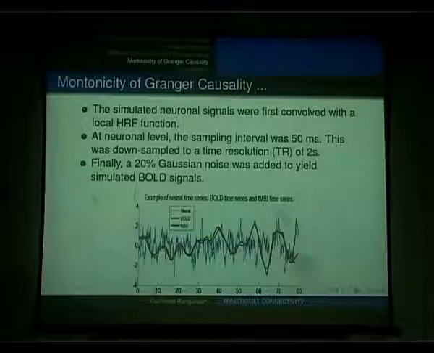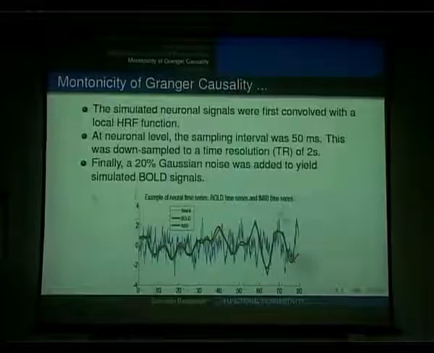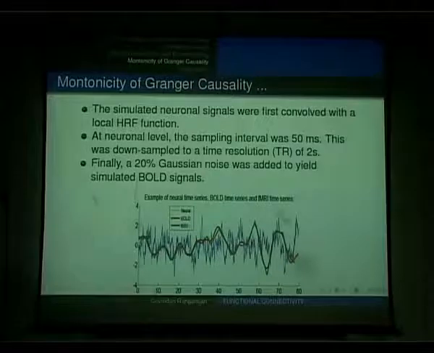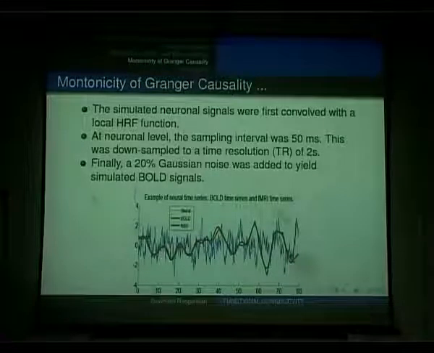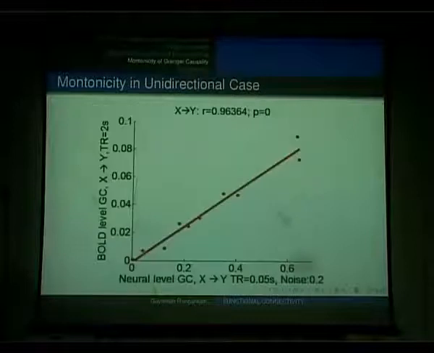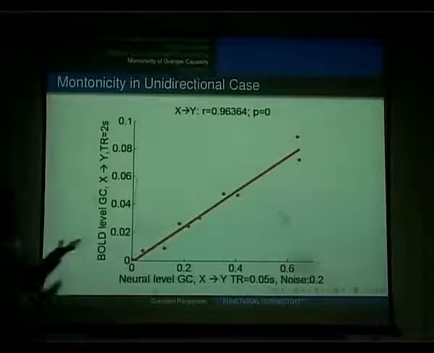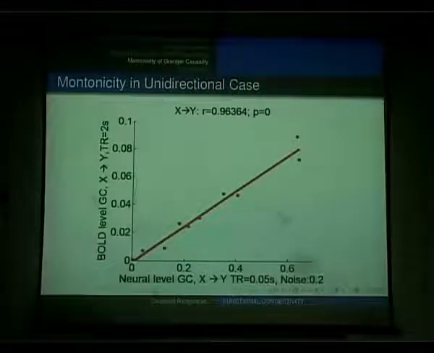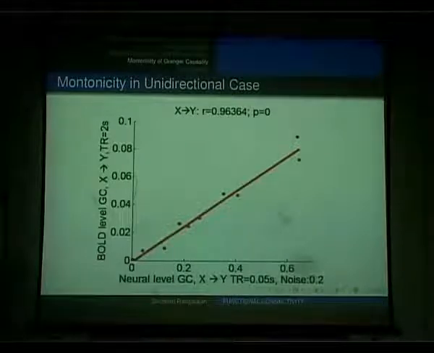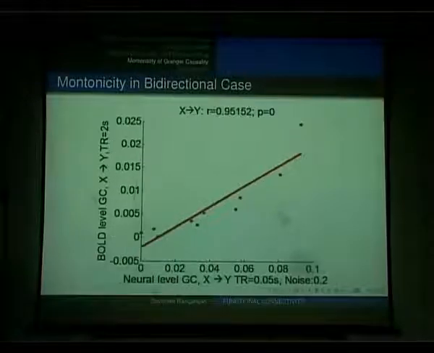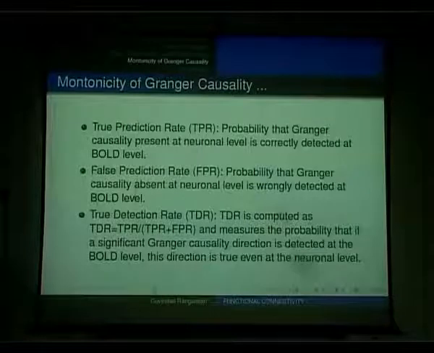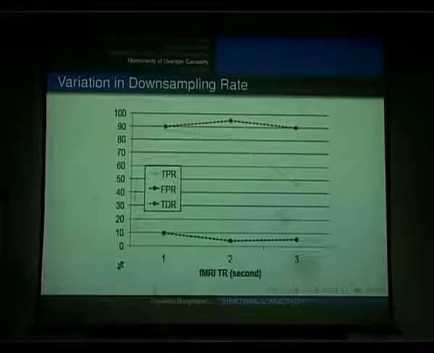So this is essentially, the blue is the original neuronal signal, and then you have the green as a final fMRI after adding noise and all that, measurement noise and so on. So now if you look at the monotonicity between the Granger causality at the neuronal level and at the fMRI level, you still get the monotonicity between the two. And this is at the bidirectional case, and you can look at various measures of how these things do.